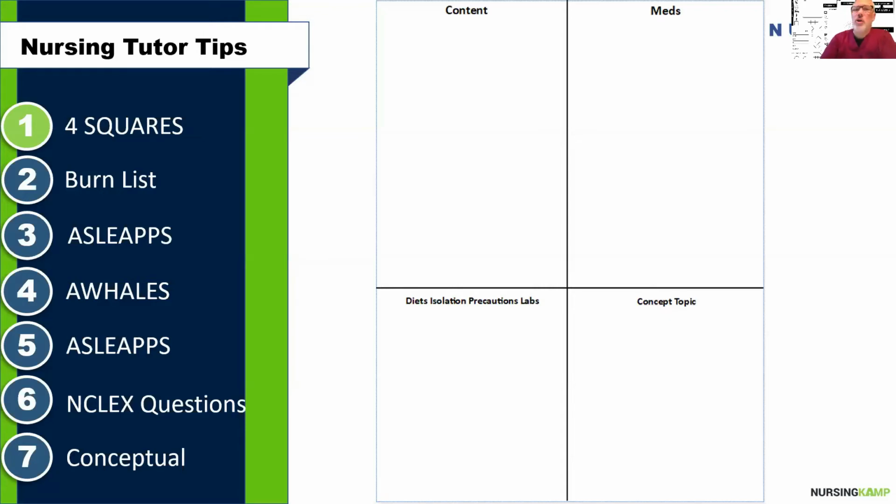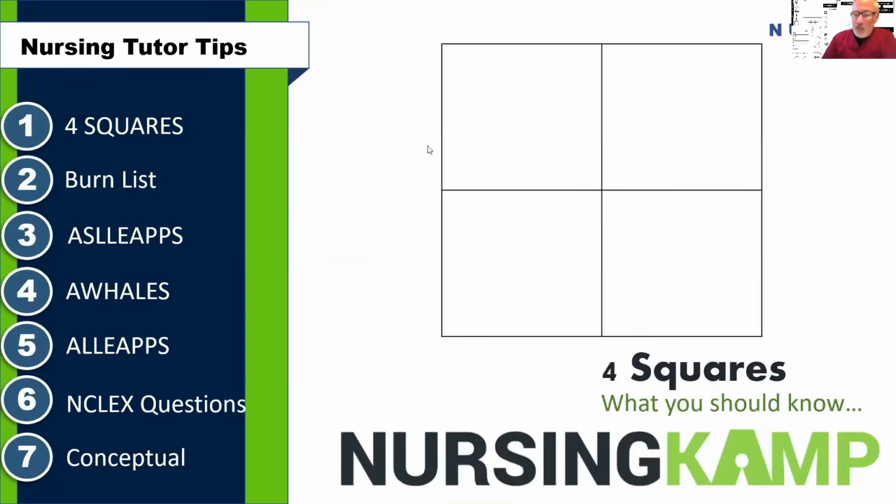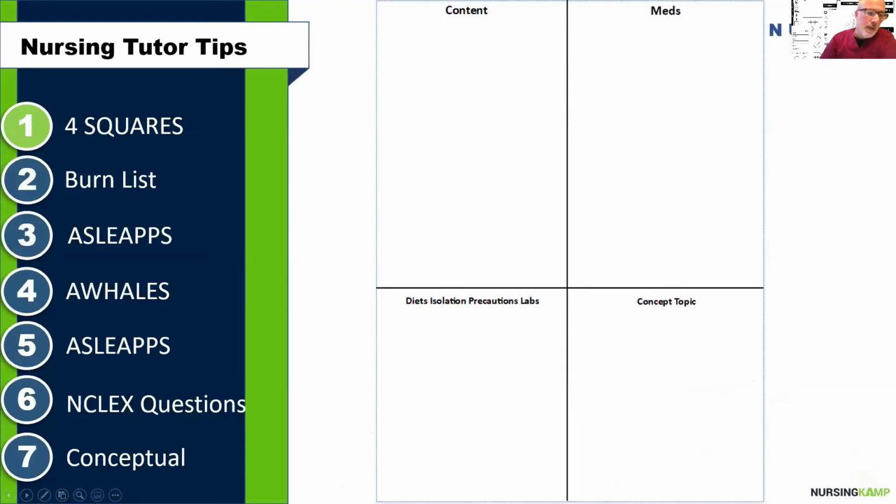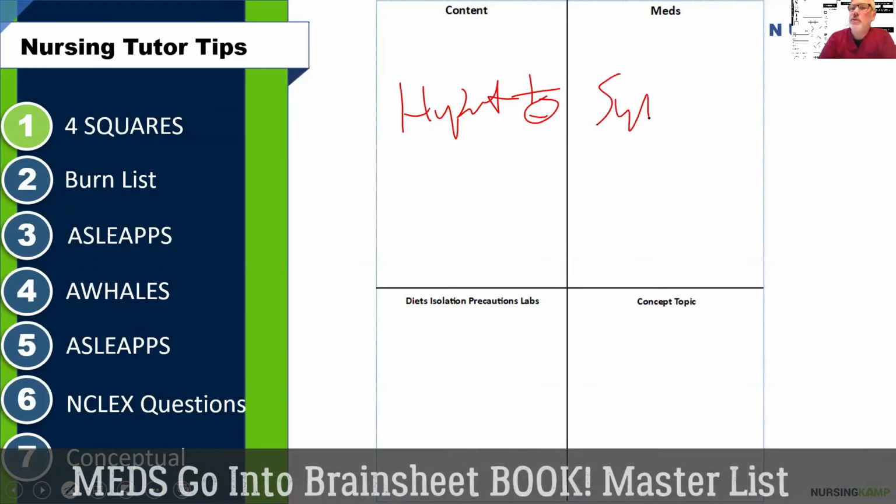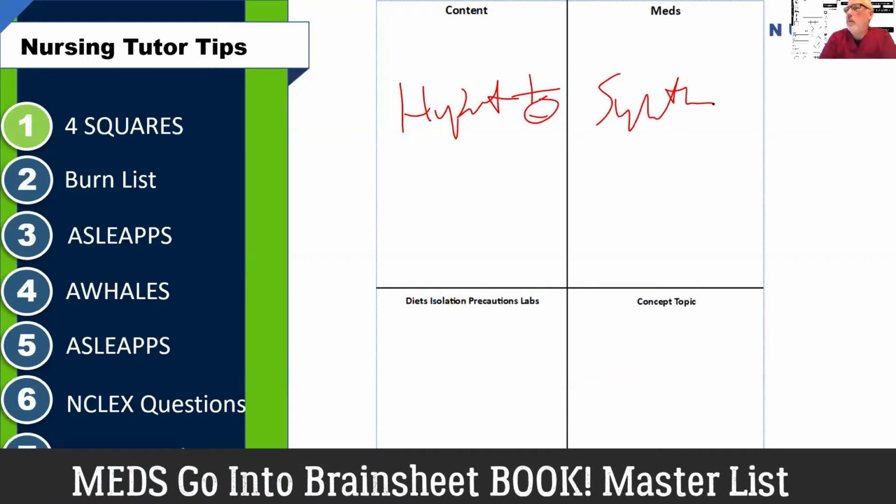So if the teacher is talking about hypothyroidism, you will write down hypothyroidism. Okay. And then if you're like, I get a good concept of it, you write a plus next to it. If you don't know the content, you write a negative next to it. And then as the teacher is talking about meds like Synthroid or something like that, you write a plus or a minus if you know it, if you don't know it.